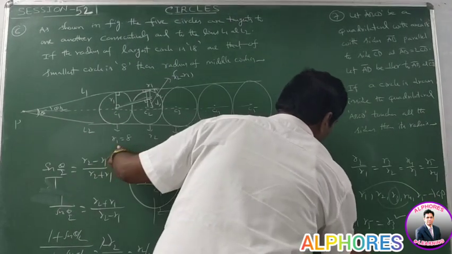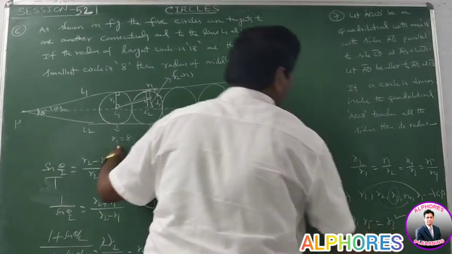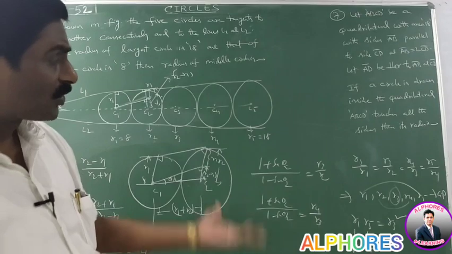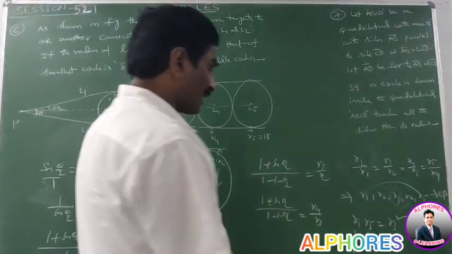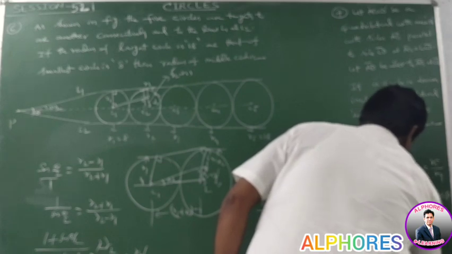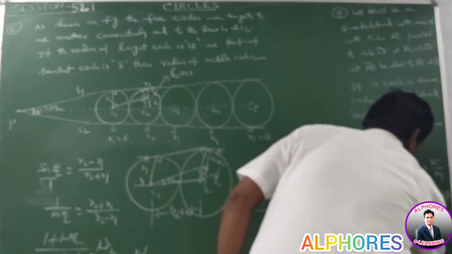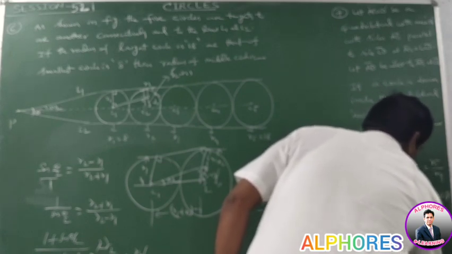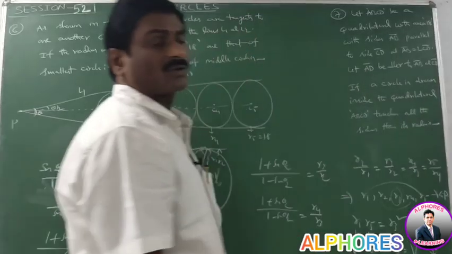The radius of the first circle is equal to 8. R5 is equal to 18. So, R3 square is equal to 8 into 18. So, R3 is equal to under root 8 into 18. That means this can be reduced into 9 into 2, that means root 16 into 9, 4 into 3. That is, R3 is equal to 12 units.